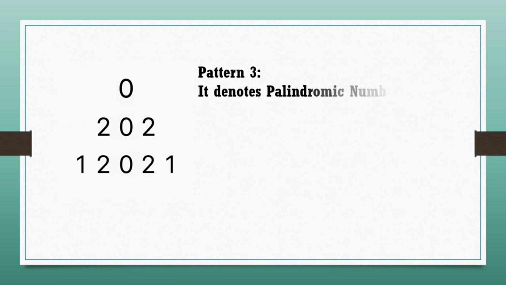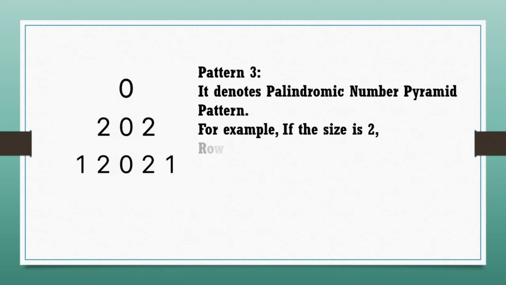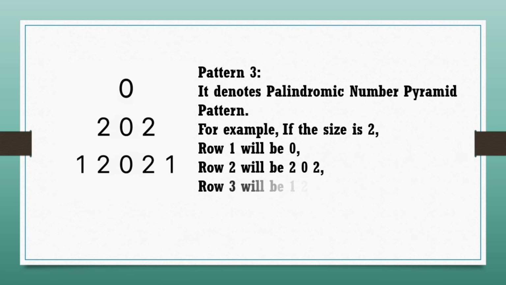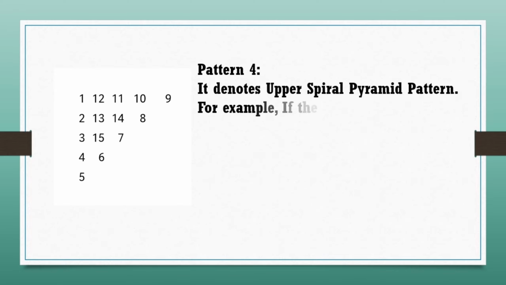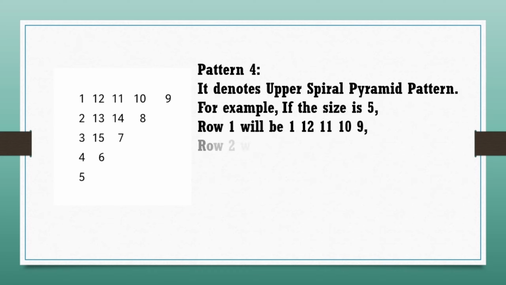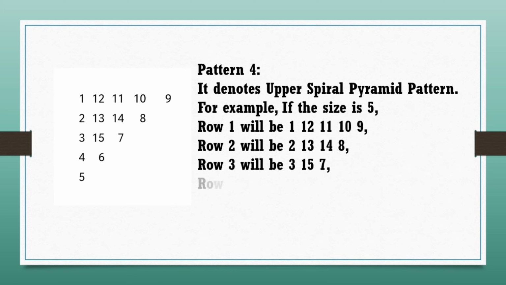Pattern 3. It denotes palindromic number pyramid pattern. For example, if the size is 2, row 1 will be 0, row 2 will be 202, row 3 will be 12021. Pattern 4. It denotes upper spiral pyramid pattern. For example, if the size is 5, row 1 will be 1, 12, 11, 10, 9, row 2 will be 2, 13, 14, 8, row 3 will be 3, 15, 7, row 4 will be 4, 6, row 5 will be 5.